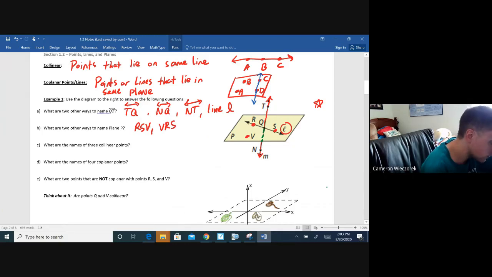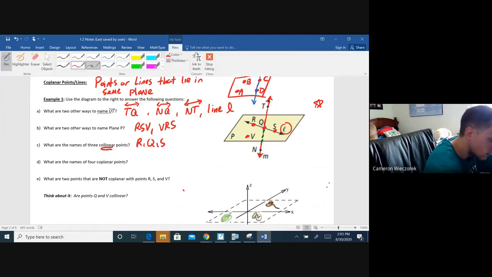What are the names of 3 collinear points? Remember, that vocab word means they lie on the same line. I noticed that R, Q, and S all lie on the same line, so that would work. I could also use, let's do a different color.